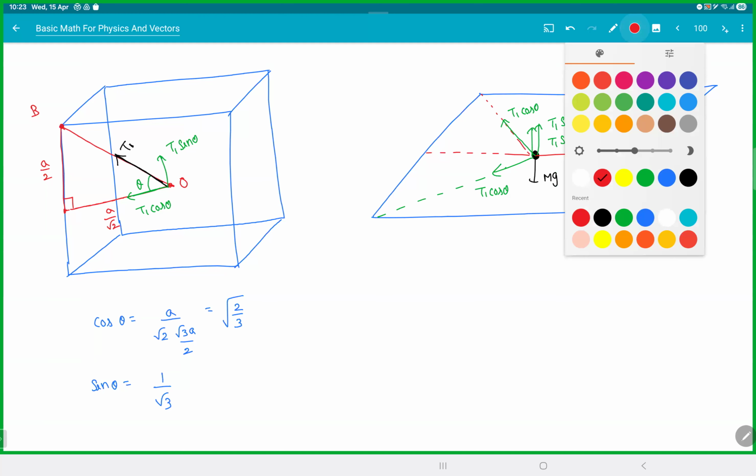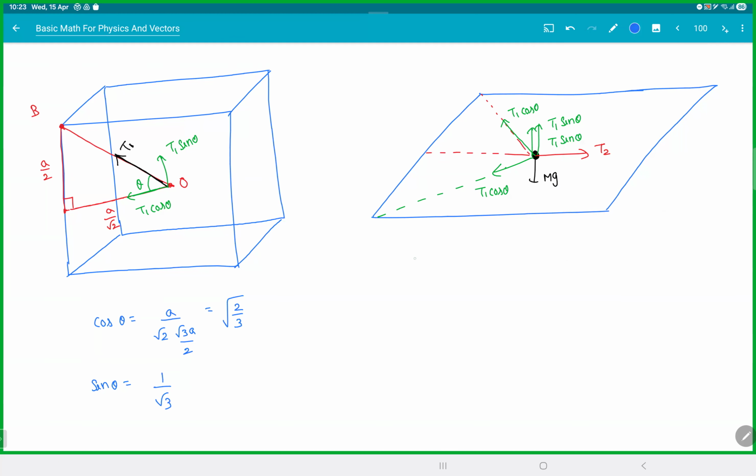We'll talk about that. Now in the vertical direction, who is balancing it? 2 times T1 sin theta is balancing mg. And what is sin theta? 1 by root 3. So the main thing here is getting the angles. After that, you have to divide the components into two parts. What about the horizontal direction now?